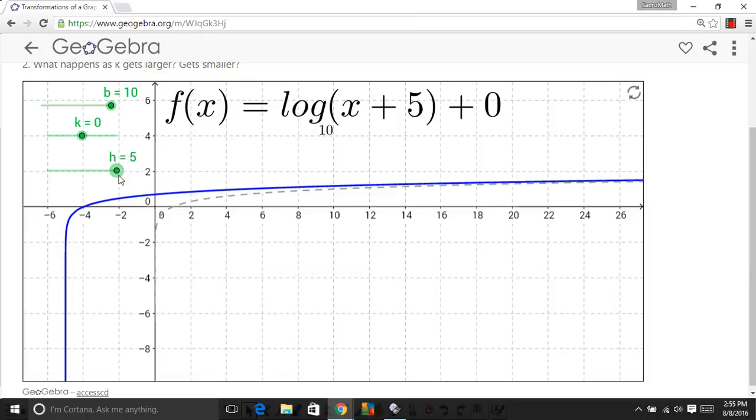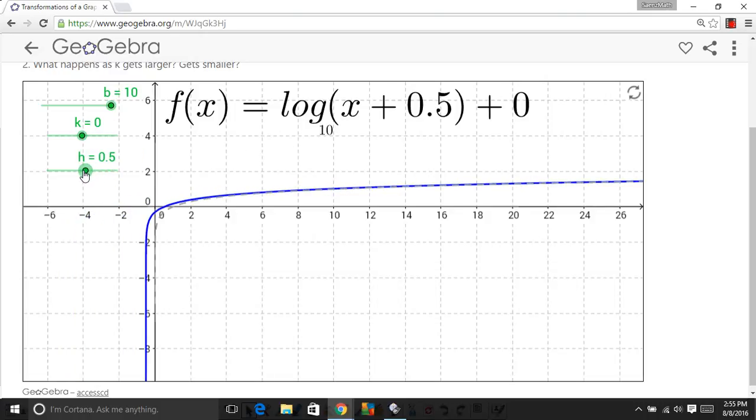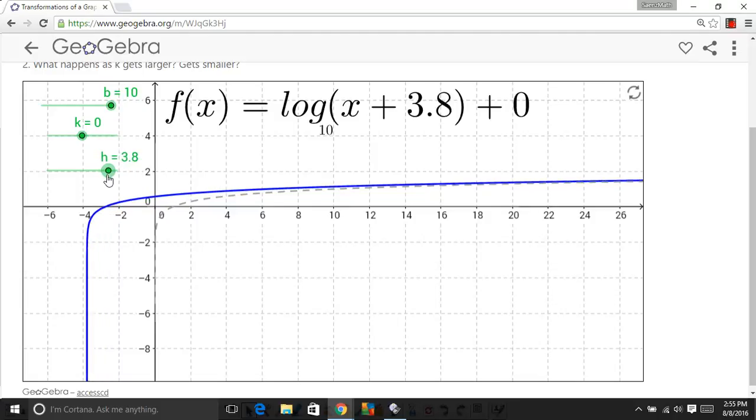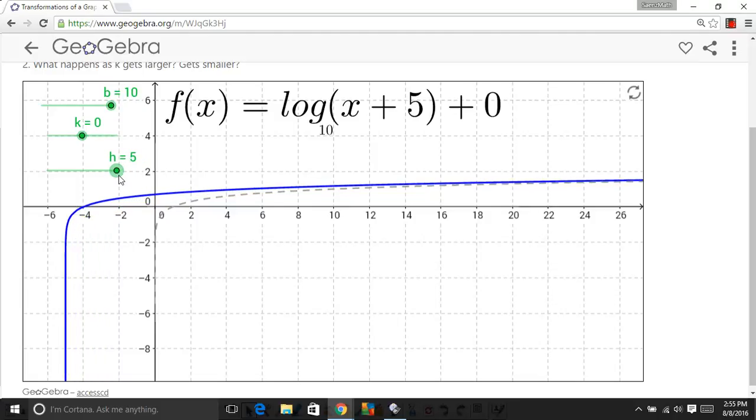What do you notice? Notice that when you were adding numbers inside the parentheses, we were moving to the left. Let's do that again. This is the original. Notice what happens when the numbers are increasing. Look at what's happened to the graph. It starts moving to the left.